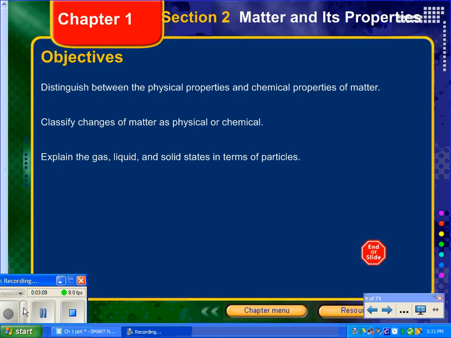All right, that was all of Section 1. Now it is Chapter 1, Section 2 notes.